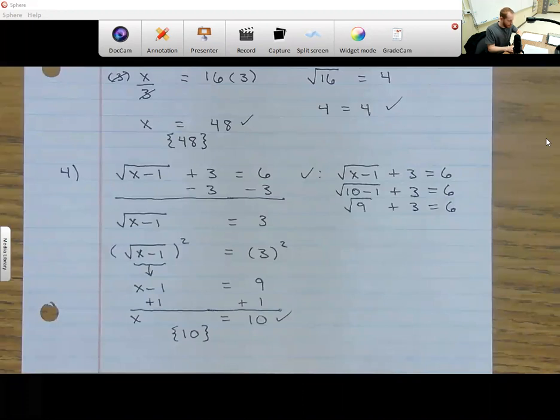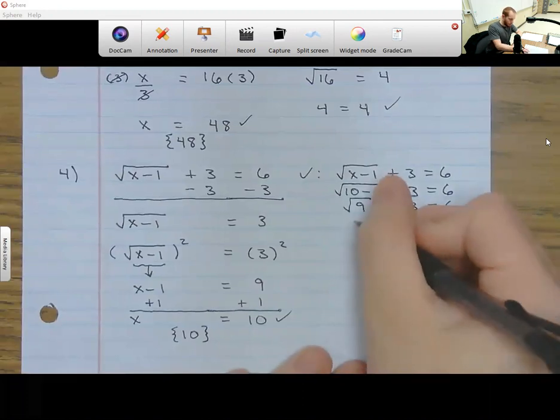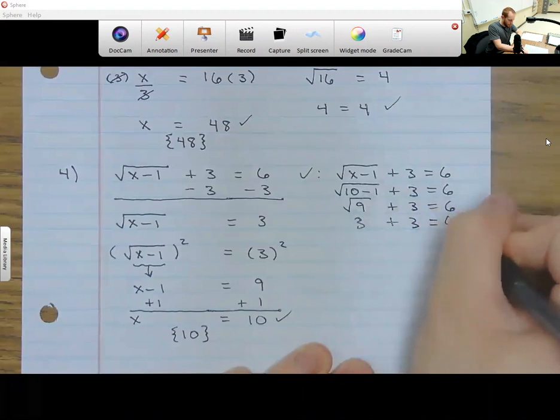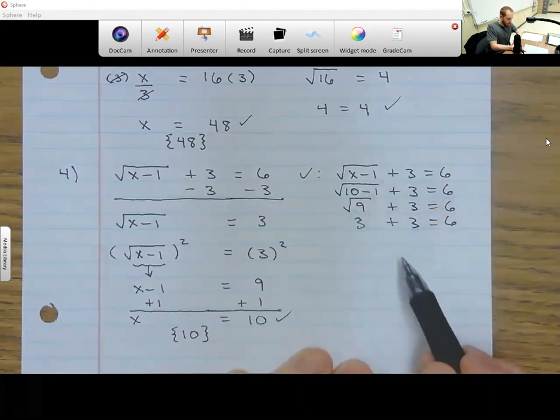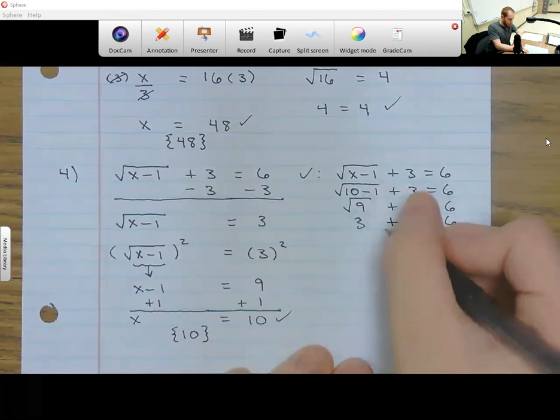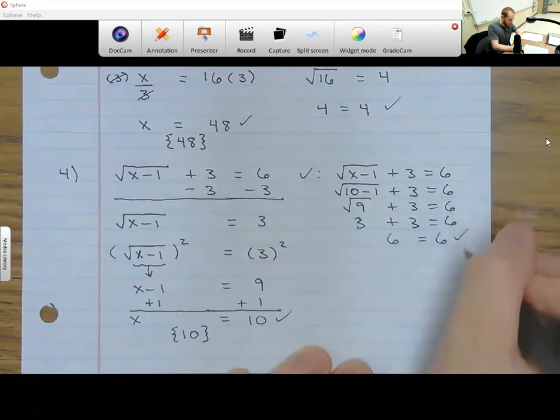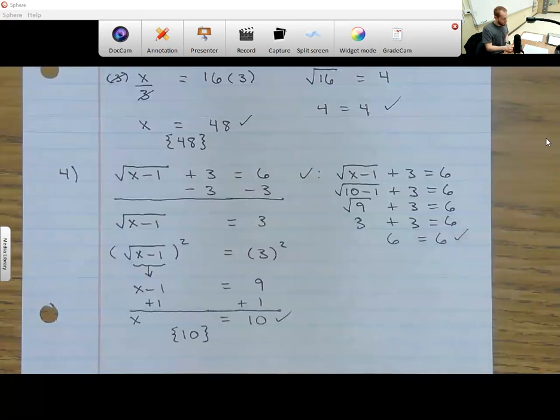So the square root of 9 is going to give me what? 3. So I get 3 plus 3 equals 6. And then what's 3 plus 3 on this side? That's going to be 6. So this is actually going to work out. Okay, 3 more to go. Let me leave that up there for a minute, and I'll write down number 5 over here.